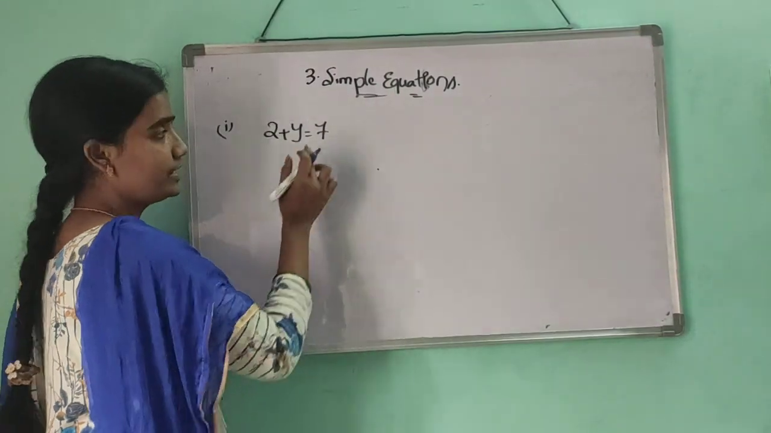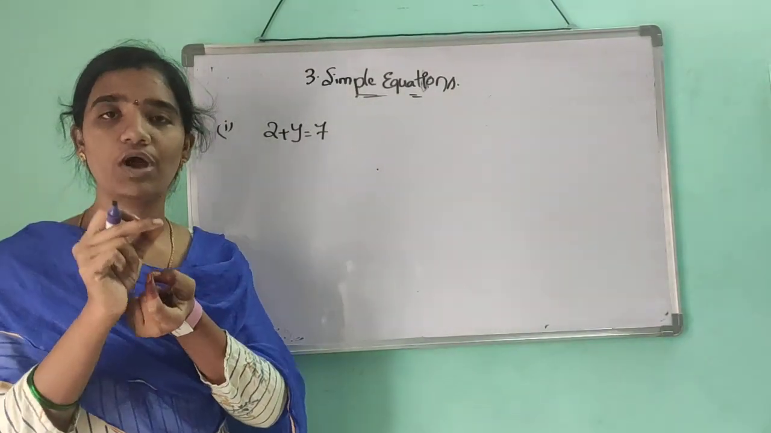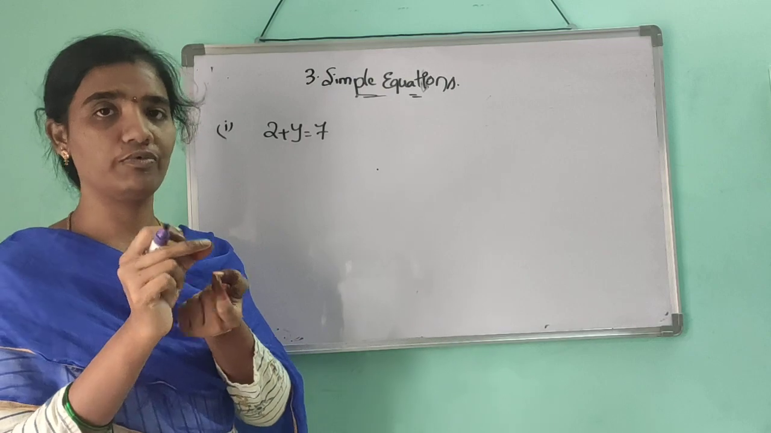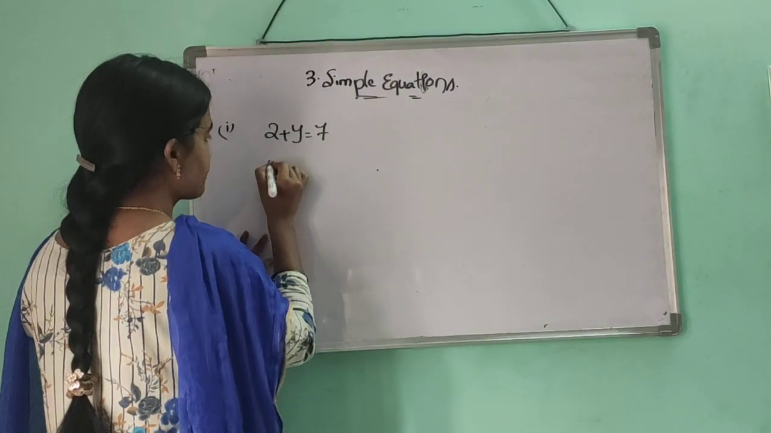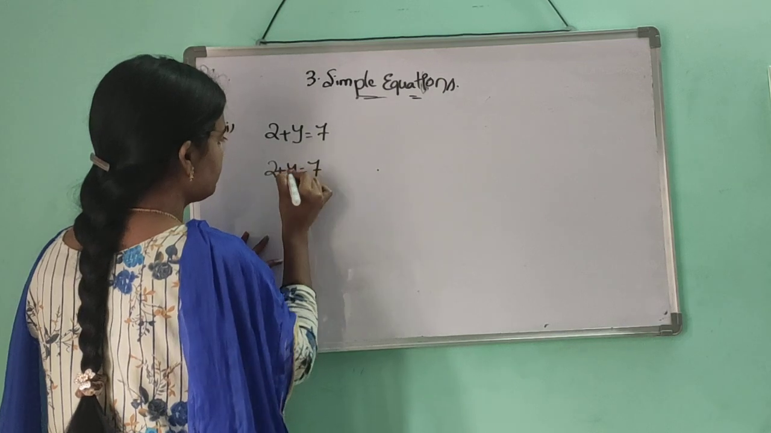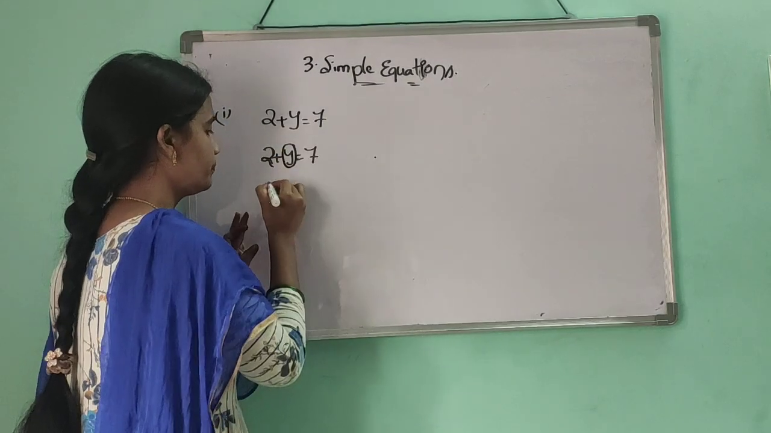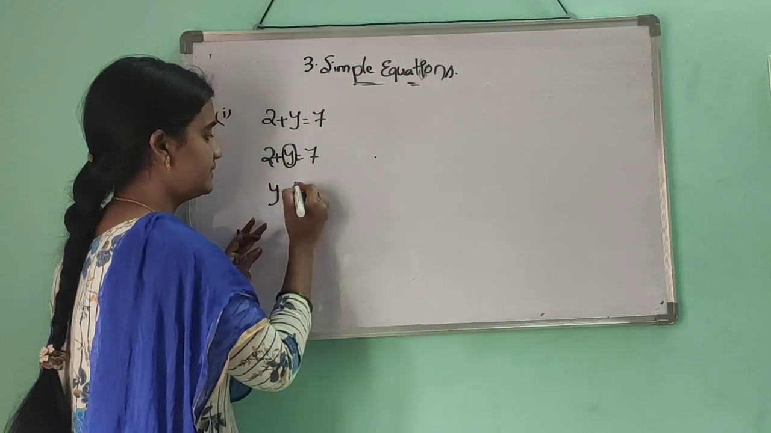Here, 2 plus y equal to 7. Here y is the variable. First you have to find the variable value. So 2 plus y equal to 7. Variable value y, so y equal to 7.